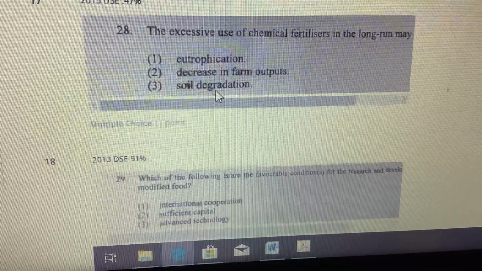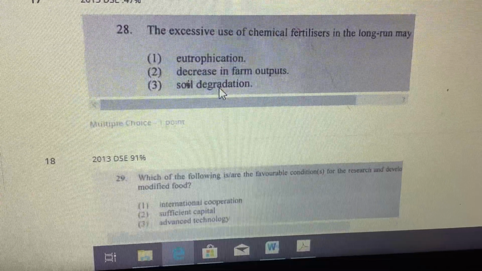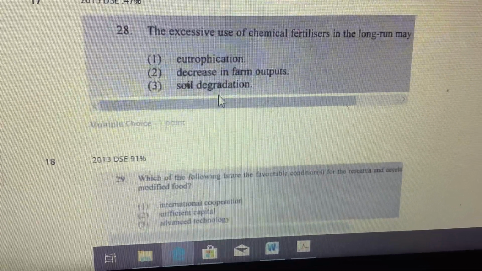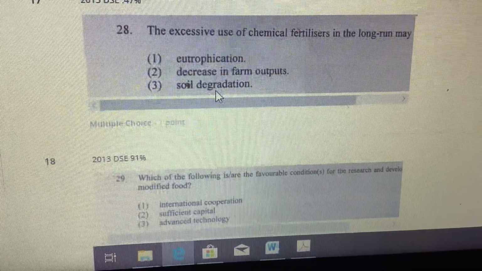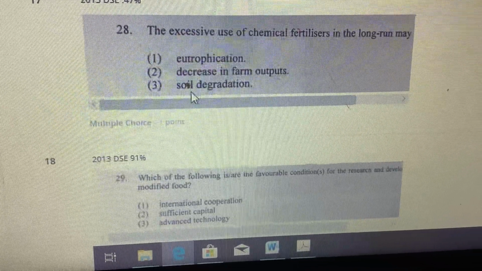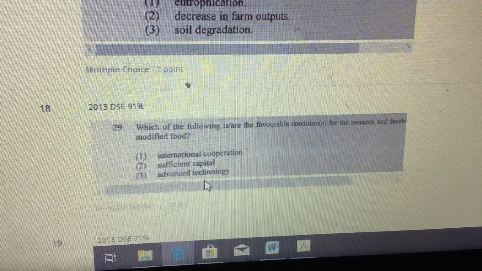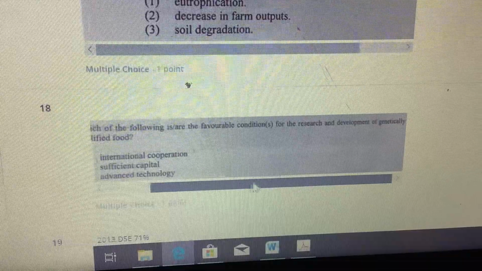Why is it degradation? Because we are talking about grade. If the grade of the soil is decreasing, then it is soil degradation. So if something is too much and inhibiting the growth of plants, we also regard it as soil degradation. Okay, so 1V. This one, wow, many people get it correct.